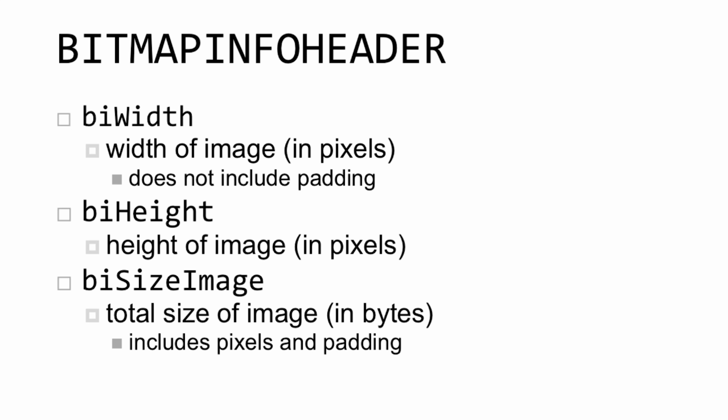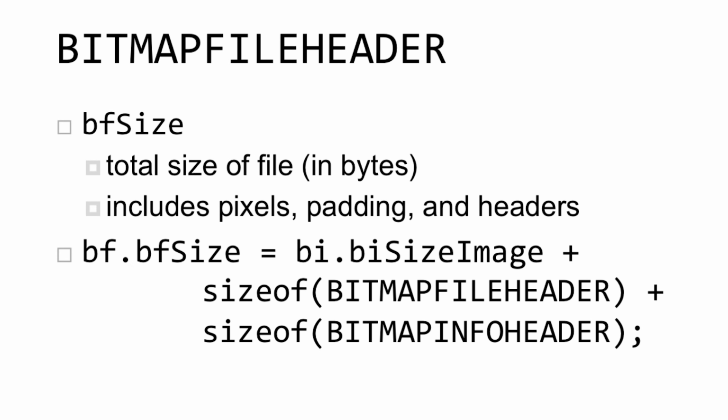So biWidth contains the width of the image in pixels, not including padding. Then biHeight contains the height of the image in pixels, and biSizeImage contains the total size of the image in bytes, including the pixels and the padding. Now let's go to the bitmap file header, where bfSize contains the total size of the file in bytes, including the pixels, the padding, and the headers. So bfSize can be calculated by taking biSizeImage plus the size of the bitmap file header and the size of the bitmap info header.